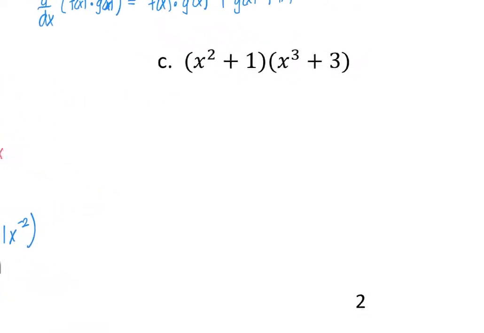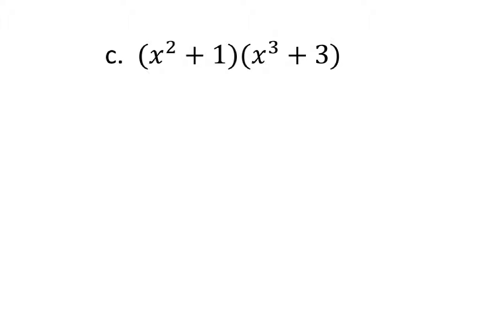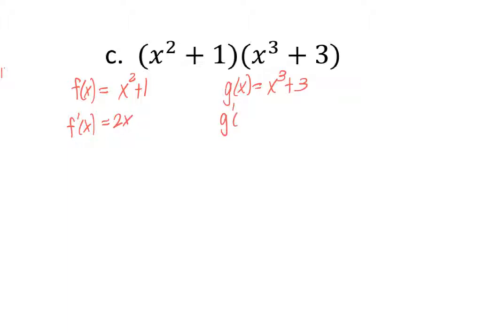And here's a fun one. Okay, so our first function, and I'll do the labeling in red. Your first function is x squared plus 1. The derivative of that function is 2x. Your second function is x cubed plus 3. Your derivative of that function is 3x squared. And remember, first times the derivative of the second plus the second times the derivative of the first.